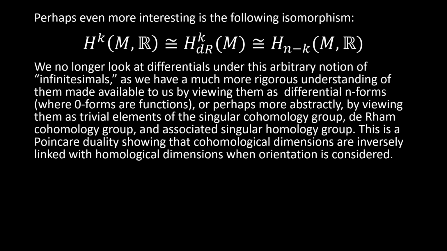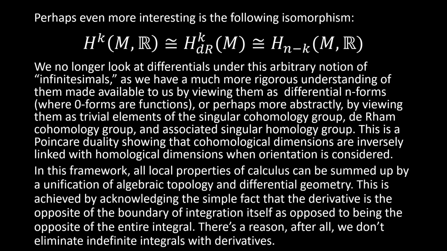We no longer look at differentials under this arbitrary notion of infinitesimals, as we have a much more rigorous understanding of them made available to us by viewing them as differential n-forms, where 0-forms are functions, or perhaps more abstractly by the isomorphism above, by viewing them as trivial elements of the singular cohomology group and therefore, due to the isomorphism, the de Rham cohomology group and associated singular homology group. This is a Poincaré duality, showing that cohomological dimensions are inversely linked with homological dimensions when orientation is considered.